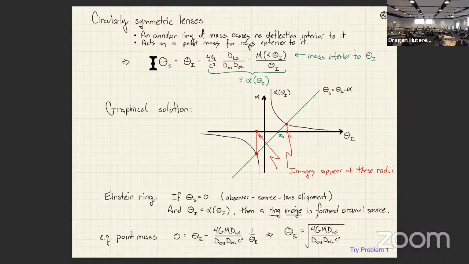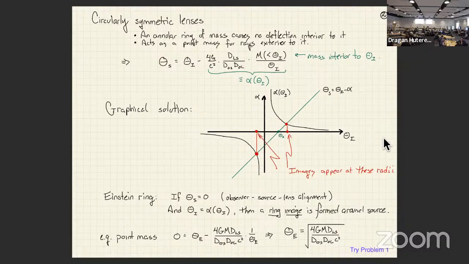So we can take our equation for a point mass and generalize it. Instead of just having the mass, what we have is the mass that's interior to wherever the ray passed by the lens. Okay, that's what this symbol m less than theta I is. That's the mass interior to some angle from the center. And this whole thing here is what we would call alpha, the apparent bend angle, again, a function of theta I. Now, if we're looking at a source and we want to figure out where the image will appear, we can do that graphically with this helpful diagram here.